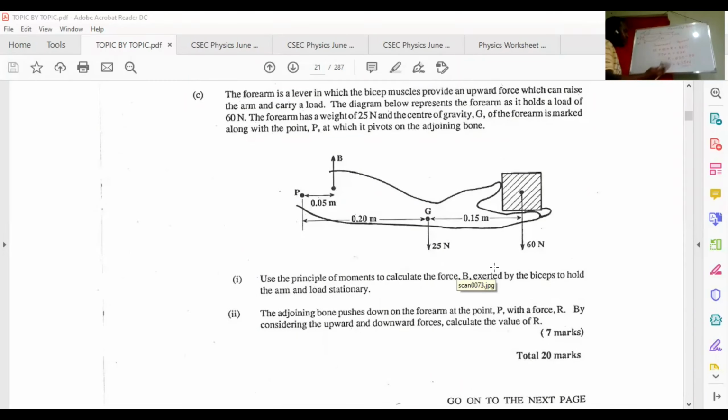Every object will remain at rest. An object will continue to move in a straight line unless acted upon by a net force. A body at rest or in uniform motion in a straight line will continue unless acted upon by a resultant force. All right, so we can go with that one there.